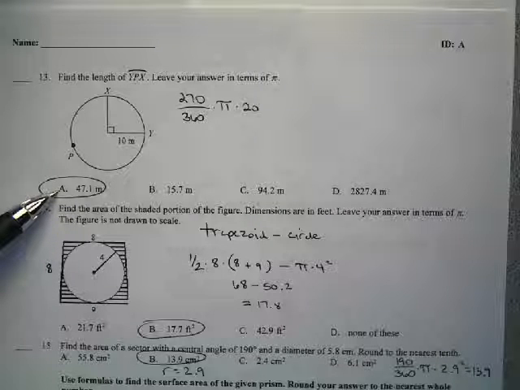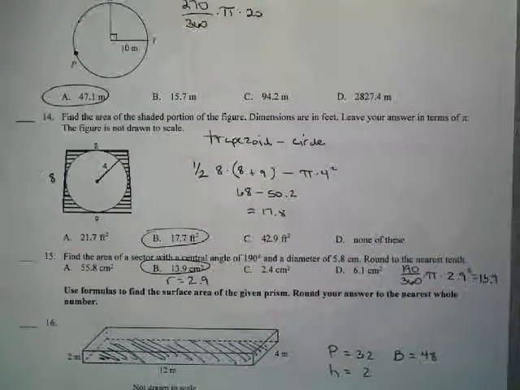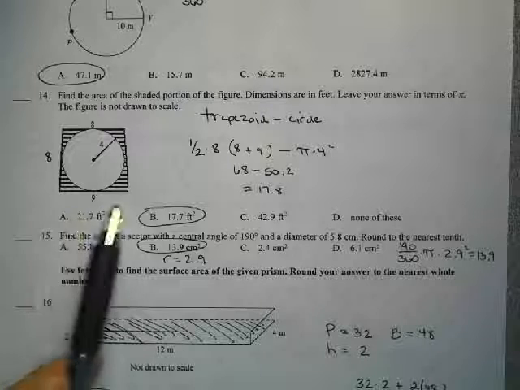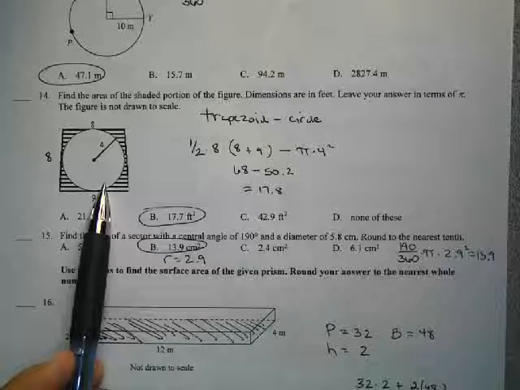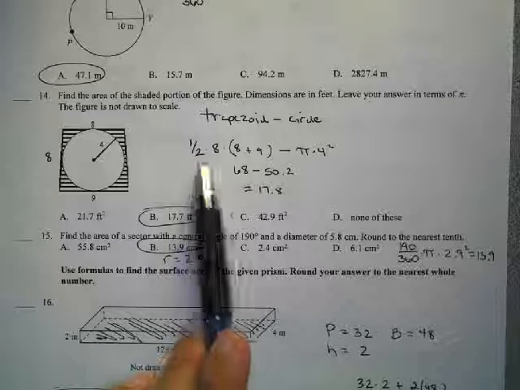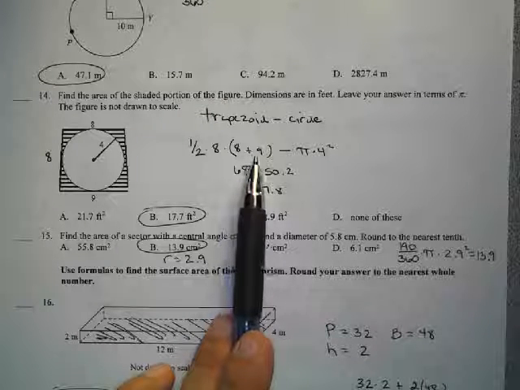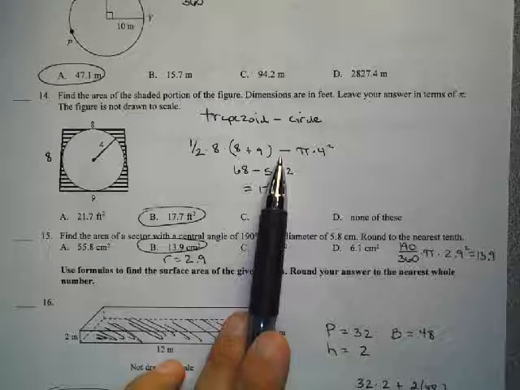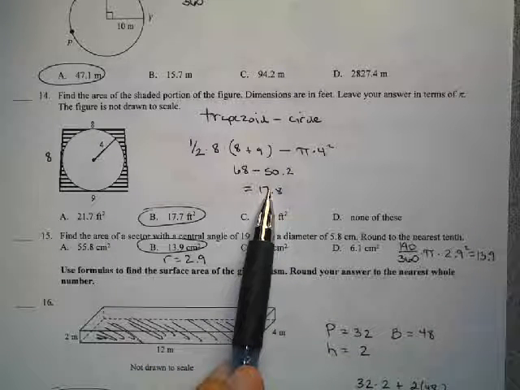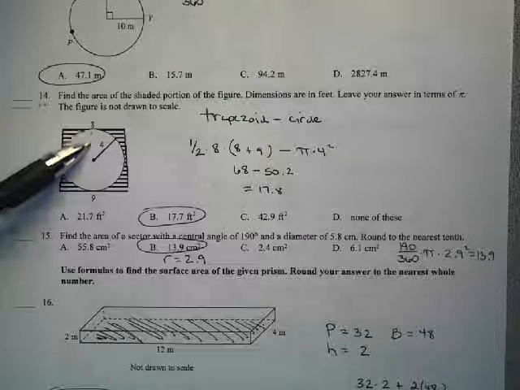For number 14, we're looking at a shaded region. We have a trapezoid and then a circle within that trapezoid that's been removed. So the area of the trapezoid is 1/2 the height times (base 1 plus base 2). And then you are subtracting the area of the circle. So we end up with 17.8. If you're wondering how we got the height of the trapezoid, that is the same as the diameter of the circle. So 4 plus 4 is 8.